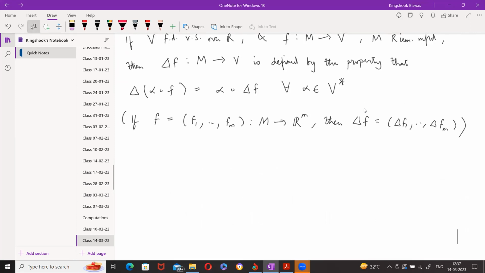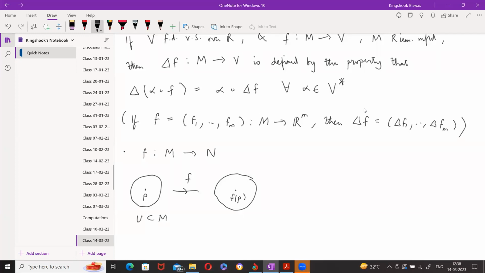So now I want to consider F, a map from M to N. And I have, say, an open set U in M, which maps into, so this is P, this is F of P, and this is, say, a geodesic ball around F of P.